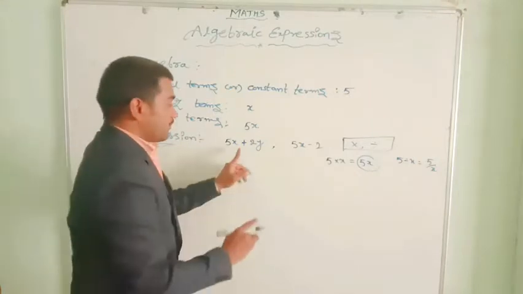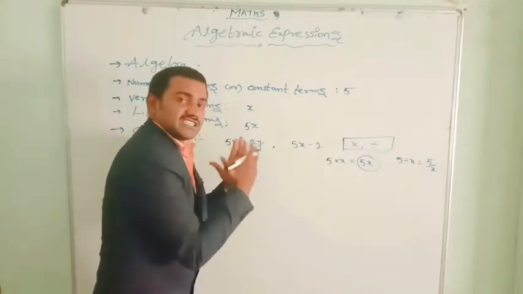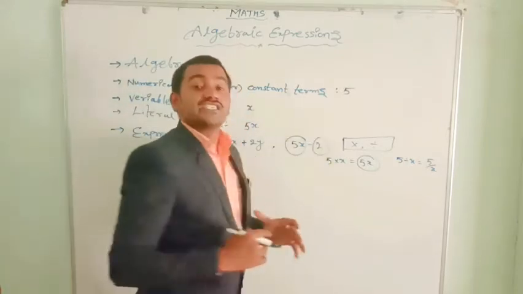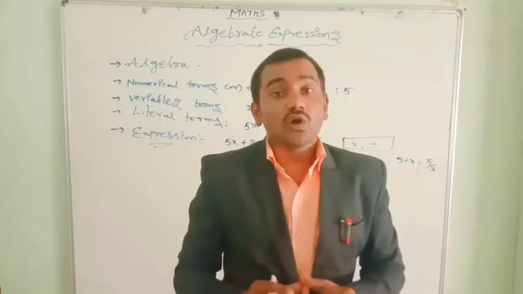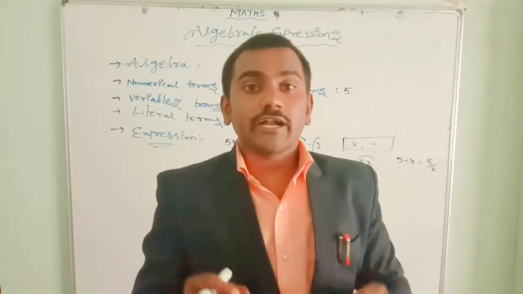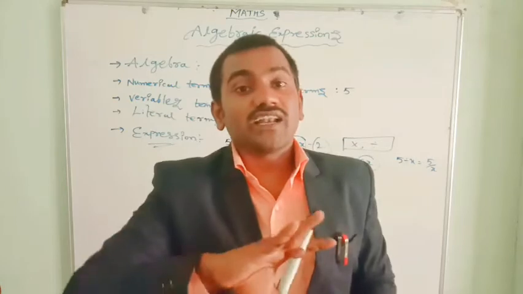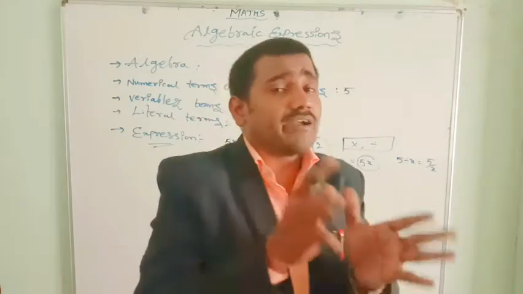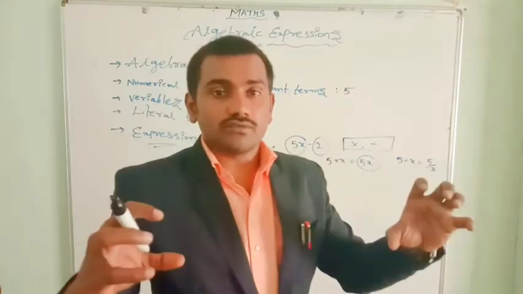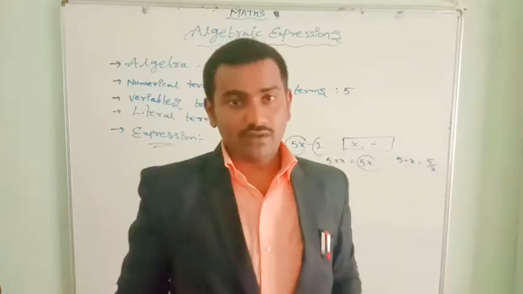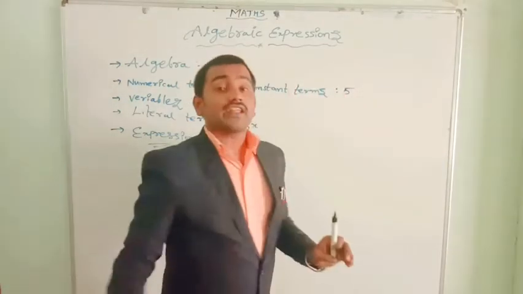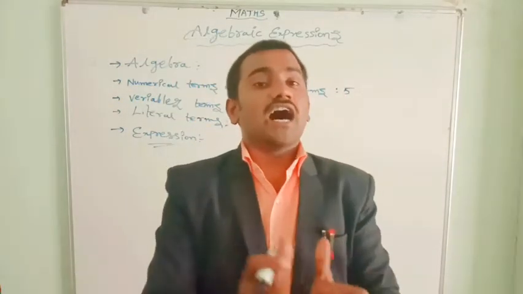See, 5x plus 2y. Here 5x is one term, and the plus separates the other term, that is 2y. In 5x minus 2, this is the first term and this is the second term. So an expression is a single term or combination of terms which are connected by plus or minus, not by multiplication or division. Multiplication and division will not separate the terms. Only plus or minus will separate the terms. Okay, I hope you understand. So this is an expression.